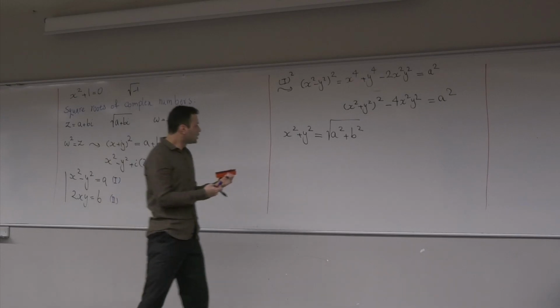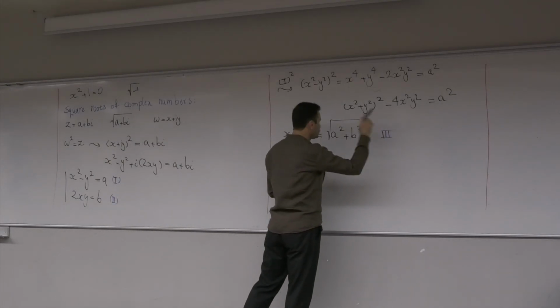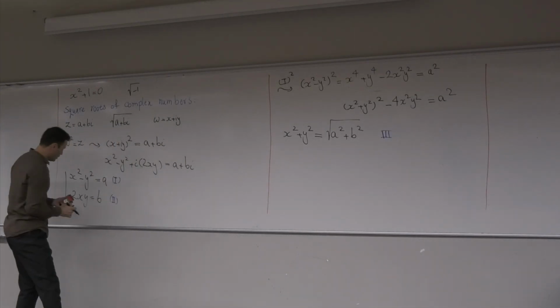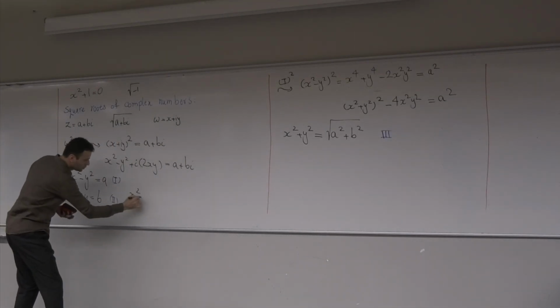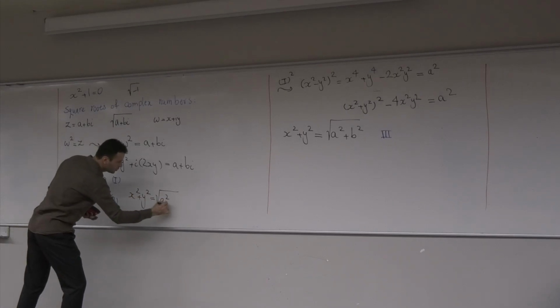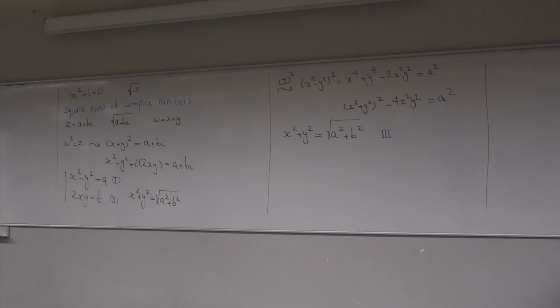This is just a positive number and we're done with it. Okay? Now I have a new equality. Let's call it 3. And let me add it here. x to the power of 2 plus y to the power of 2 equals square root of a to the power of 2 plus b to the power of 2. Okay. From here, can we find the values for x and y?